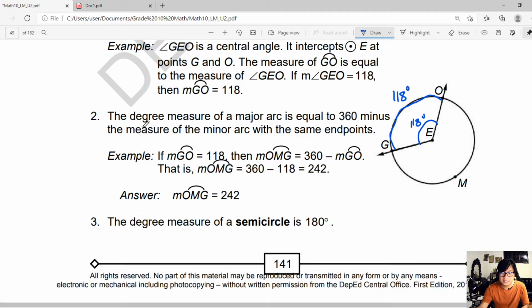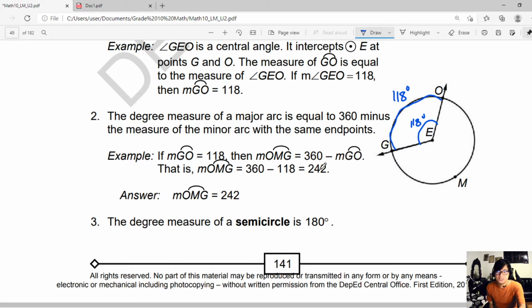Next one is the degree measure of a major arc is equal to 360 minus the measure of the minor arc with the same endpoints. Example, if the measure of arc GO is equal to 118, then the measure of arc OMG is equal to 360 minus the measure of arc GO.